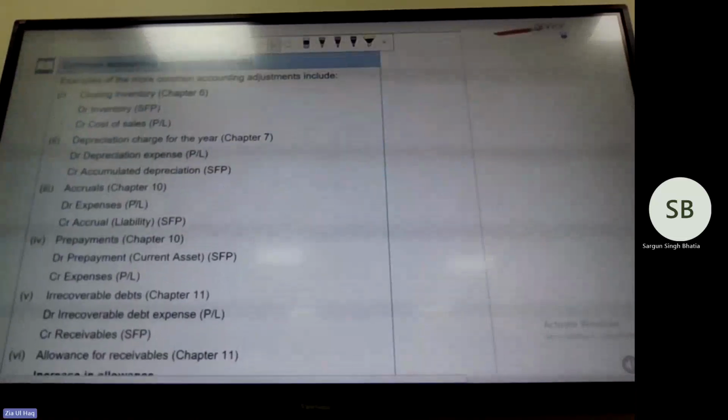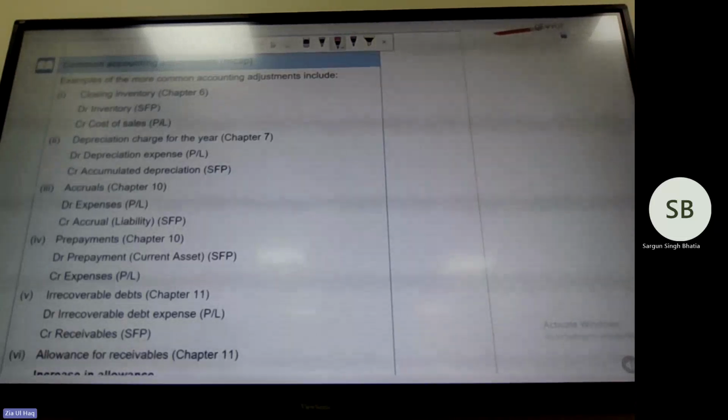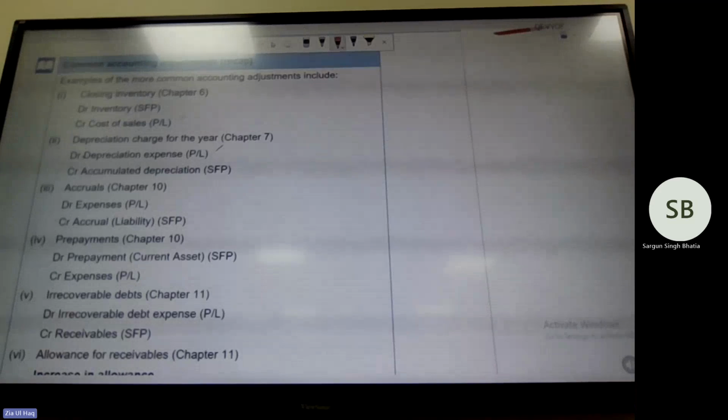So let's move forward. He has mentioned the entry for closing inventory: debit inventory, credit inventory, which will be deducted from cost of sale. Depreciation expense debit, accumulated depreciation credit. Accruals: expense debit, accruals liability credit.